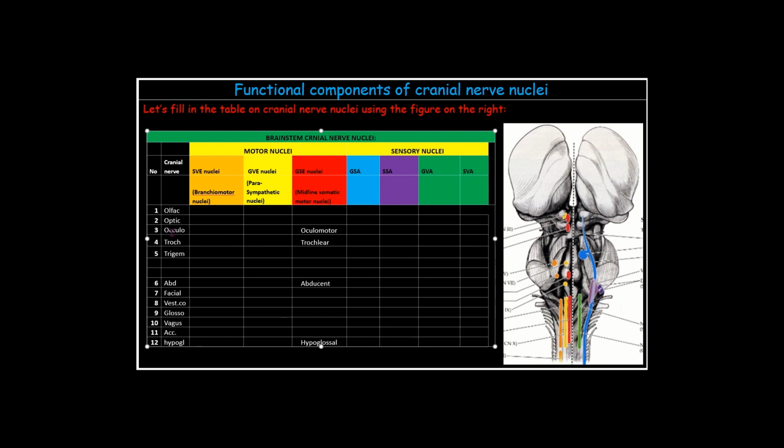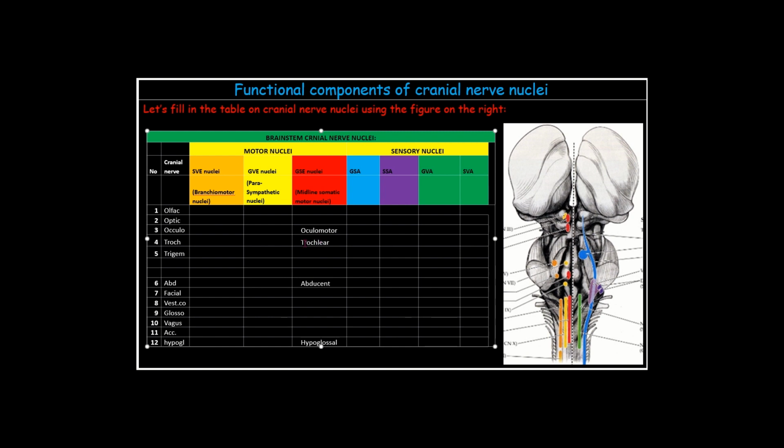Those structures are going to be the extraocular muscles and the muscles of the tongue. The abducent nucleus gives off motor neurons, which are going to be traveling through the abducent nerve and innervating a muscle which is called the lateral rectus muscle.